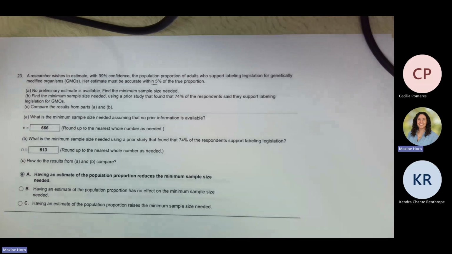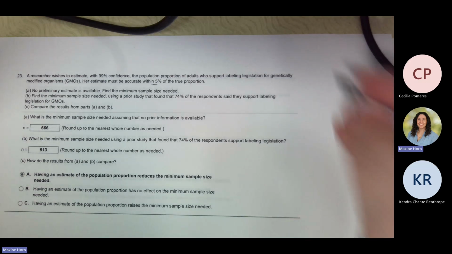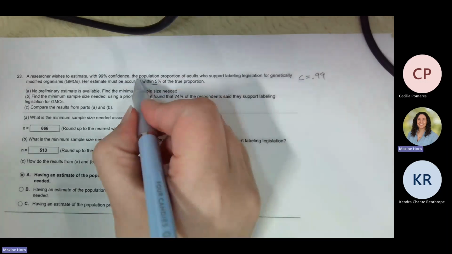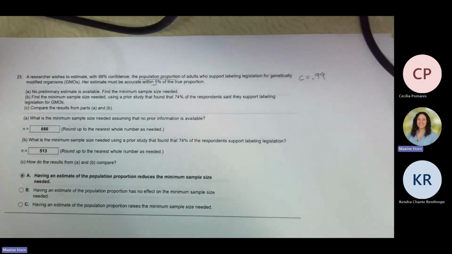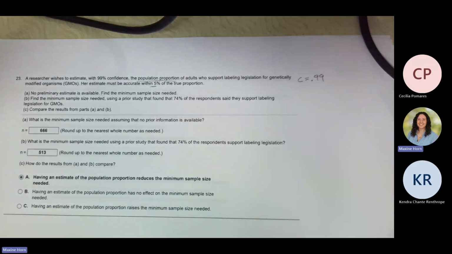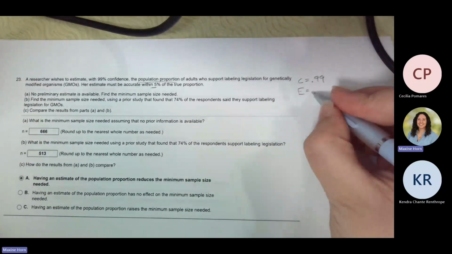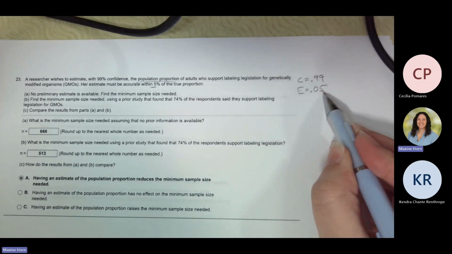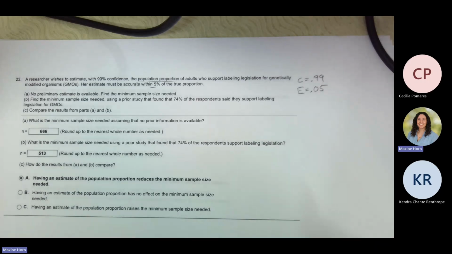All right, so a researcher wishes to estimate with 99% confidence. So again, we take that, we turn it into the decimal. The population proportion, so again, that's telling us what kind of a problem we're doing, of adults who support labeling legislation for genetically modified organisms. Her estimate must be accurate within 5% of the true proportion. So again, we've talked about that's our error. We have to make sure that we write that as 0.05. You have to turn that into a decimal. When we're talking about error, you have to turn it into the decimal version. You cannot write 5, you have to write 0.05. Okay.